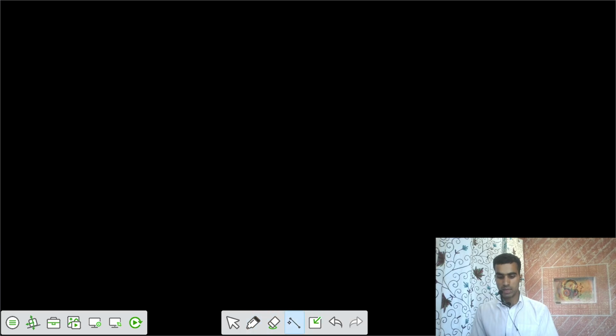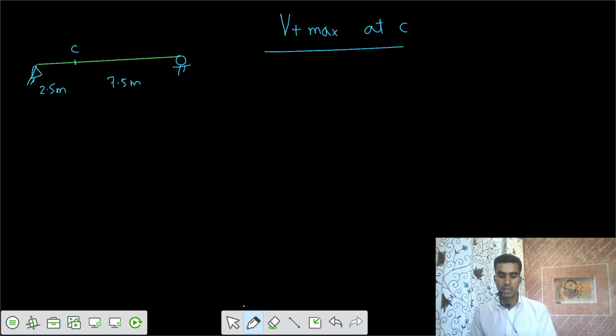Let's take the first problem. That's an easier problem we can have from the ILDs. So this is your support A, support B, simply supported. We have some section at the quarter span from the left side. There is some section C. Let's say a total length of 10 meter is there. That means this part is 10 by 4 and this is 3 by 4 of 10. So we have this section C. We need to get the maximum positive shear force at section C.